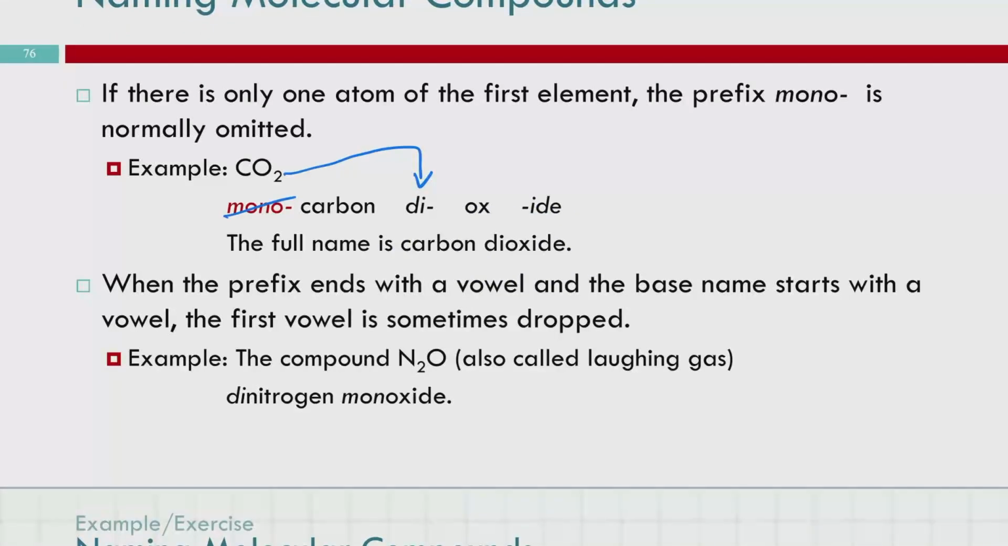Sometimes our prefix will end in a vowel and our base name will start with a vowel. And the first vowel is sometimes dropped. This is not something that you would lose points for if you didn't do it. It's more of a convention thing. It's also how we pronounce it. It's realistically not that important.